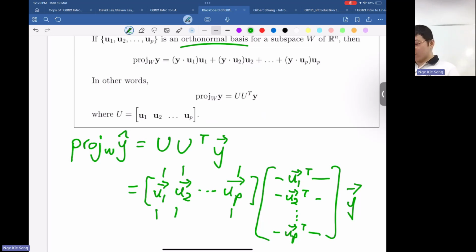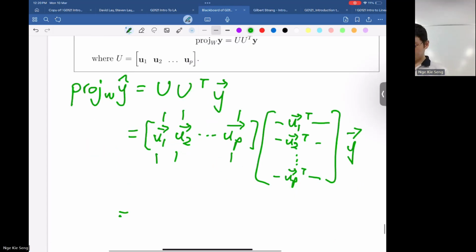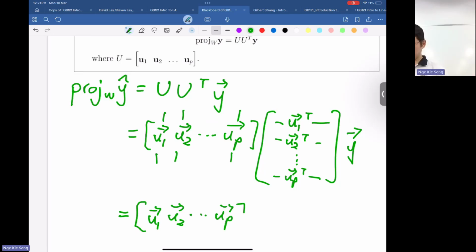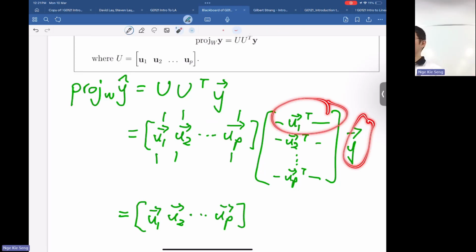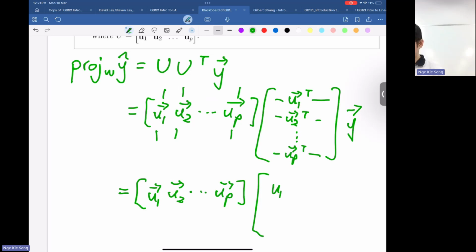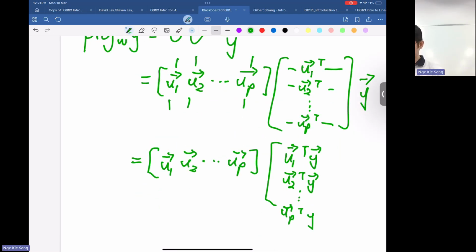But how does a matrix multiply a vector? Row times column, right? Row times column, meaning what? You take row times column, in a dot product. And so it's actually U1t times y, U2t times y, and then UPt times y. Row times column.